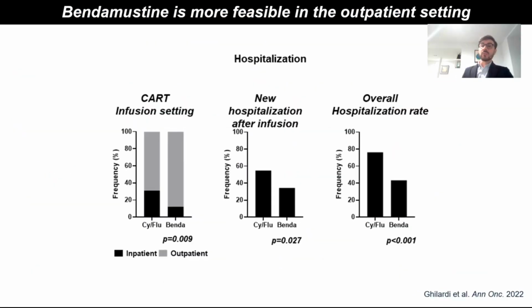Overall, when we treat these patients, obviously it's very important to understand if we can use these CAR T-cell products in the outpatient setting as compared to the inpatient setting. And you can see that overall the hospitalization rate or the infusion setting was clearly different between the two groups, with the bendamustine-treated patients being admitted less, being treated mostly in the outpatient setting, and so on.